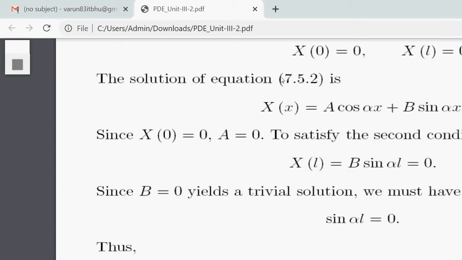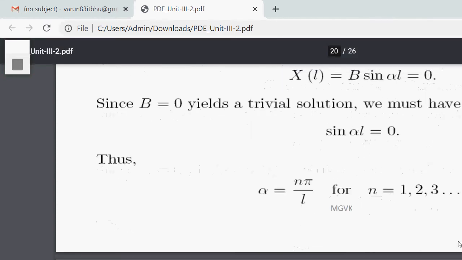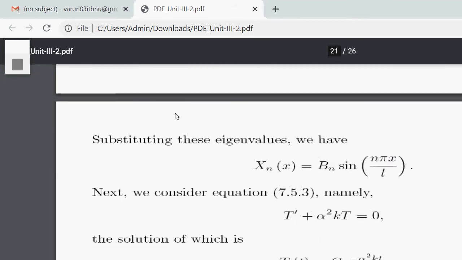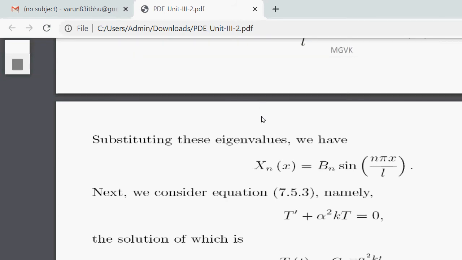So there are different solutions for different values of n. We assume that corresponding to these eigenvalues, the eigenfunctions are X_n(x) = B_n sin n pi x by L. Now we are trying to find the second part of the solution.